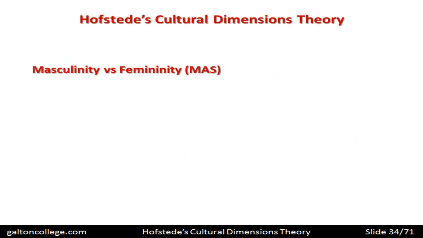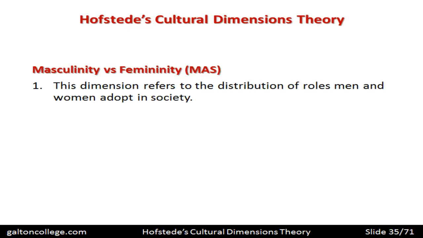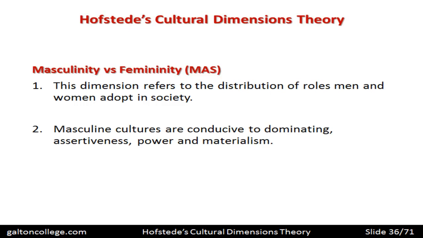Now, masculinity versus femininity. Well, this dimension refers to the distribution of roles men and women adopt in society. Masculine cultures are conducive to dominating, assertiveness, power and materialism, which makes the male of the species look very bad indeed, because males tend to be more dominating, more aggressive, more assertive, more interested in power, more interested in materialism. So the males conduct themselves in this manner, according to this view.